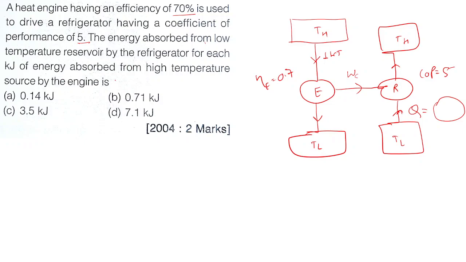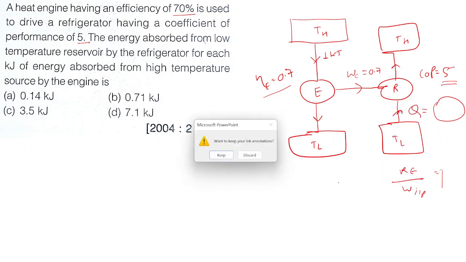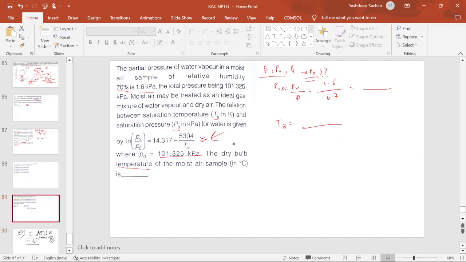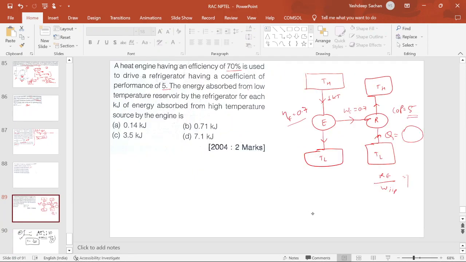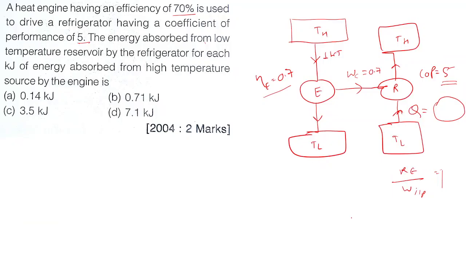So energy absorbed from the low temperature reservoir by the refrigerator, for each kilojoule of energy absorbed from the high temperature source by the engine, this is 1 kilojoule, efficiency is 0.7, so how much work it will produce? 0.7 only, right? And COP is 5 here. So what is the COP of refrigerator? Refrigeration effect by W input, and W input is 0.7 and COP is 5, so into 5 equal to 3.5.